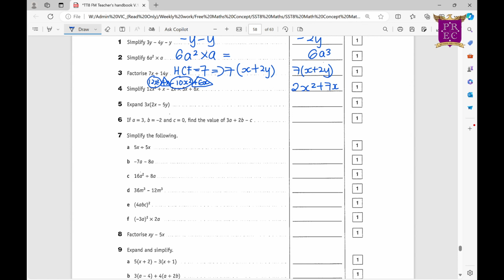Alright, now it's asking us to expand, and expansion was covered in the last video. So you just need to multiply the outer term with the inner terms. And so 3x times 2x gives us 6x squared. And 3x times negative 5y gives us minus 15xy.